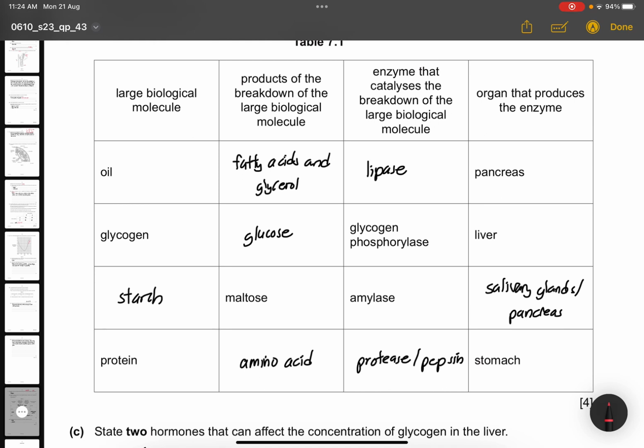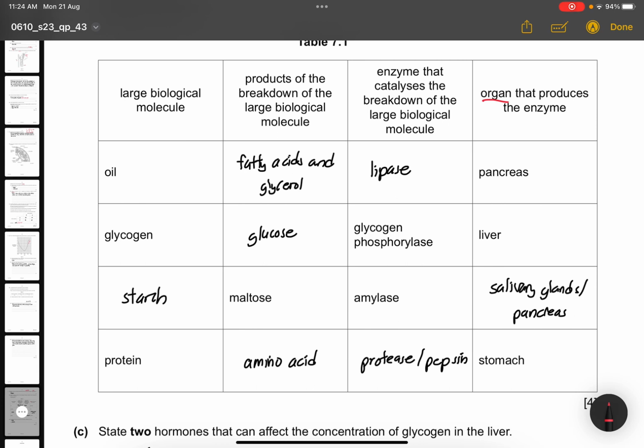So fatty acids and glycerol, and the enzyme is lipase, and glycogen is from glucose, and the starch is from the salivary glands or the pancreas, but only list one organ since they say that. And for protein, the products are amino acids, and only one enzyme, which is protease or pepsin.